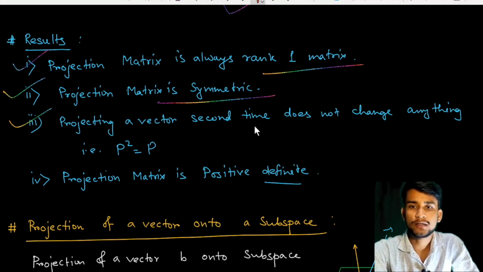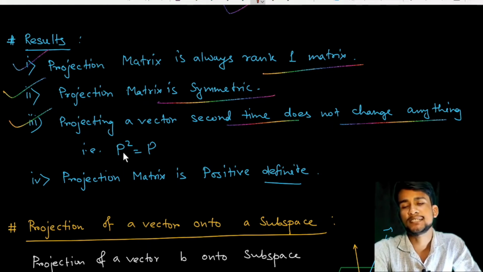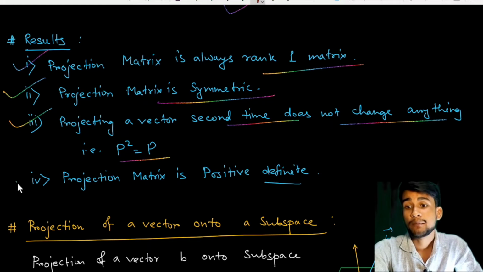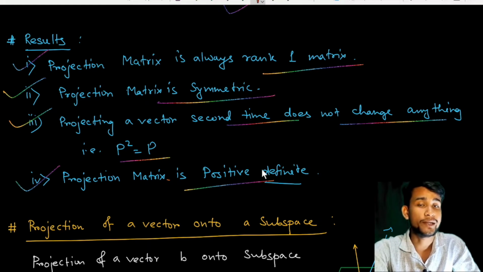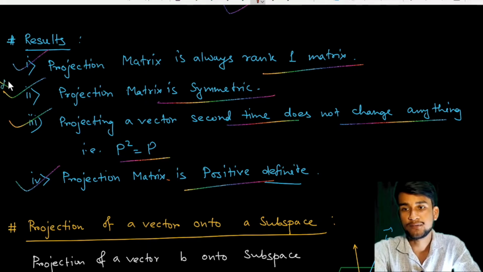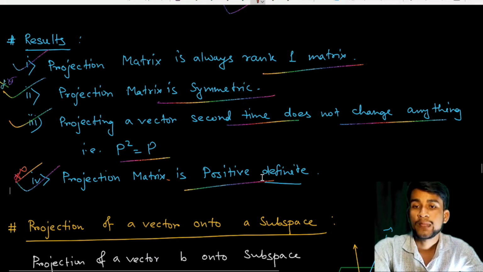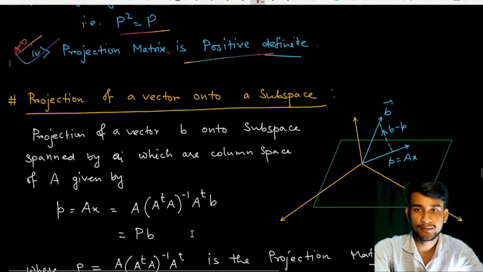Projecting a vector a second time does not change anything, that is P squared equals P. Okay, the projection matrix is a positive definite matrix. So these two results are very important: symmetric and positive definite. Based on these results, questions come in CSIR NET. I will just take the examples below.